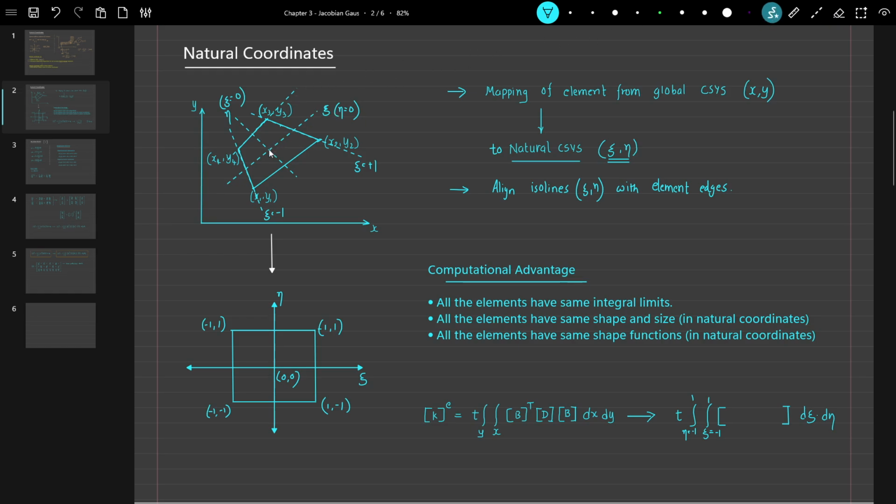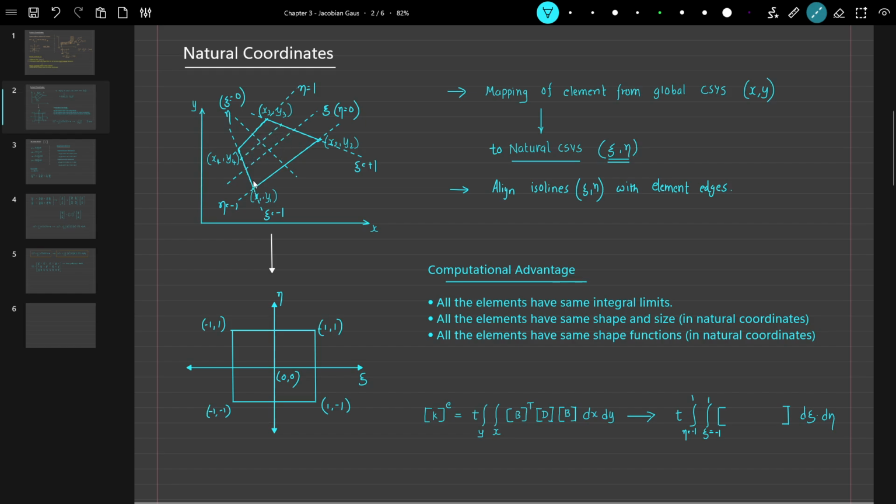Sorry, this is eta equal to 0. This is eta equal to 1. Similarly, this element edge is aligned to eta equal to -1. Okay. So we have four bounding lines: zeta equal to -1 and +1, and eta equal to -1 and +1. And we can imagine other lines something like this.